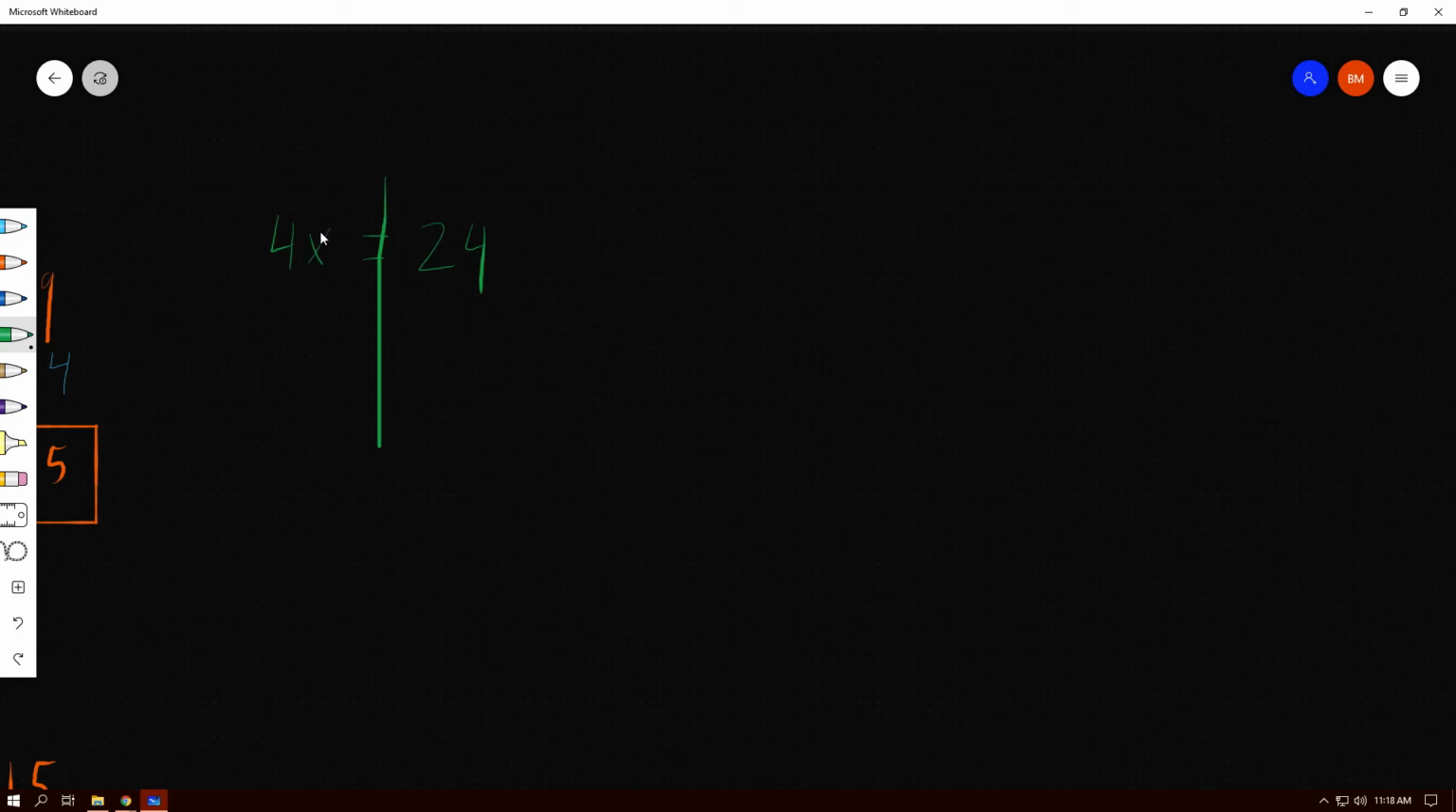Well, what we have is a 4 next to the x with no operation sign. There's no plus sign, no minus sign, no division sign. Anytime we have that situation, we know it's going to be multiplication. So the 4 is multiplying the x. How do you get rid of multiplication? You divide. So I'm going to divide both sides by 4. That cancels that 4. We're left with just the x. And then 24 divided by 4 is going to be 6.